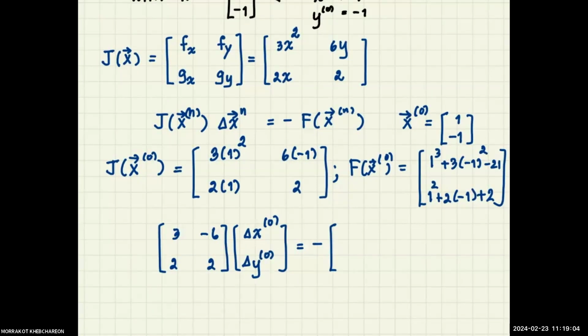So it's going to be what? -21 plus 4. So it's going to be minus 17. And then 2 minus 2 plus 1. So on the right hand side is 17 minus 1.